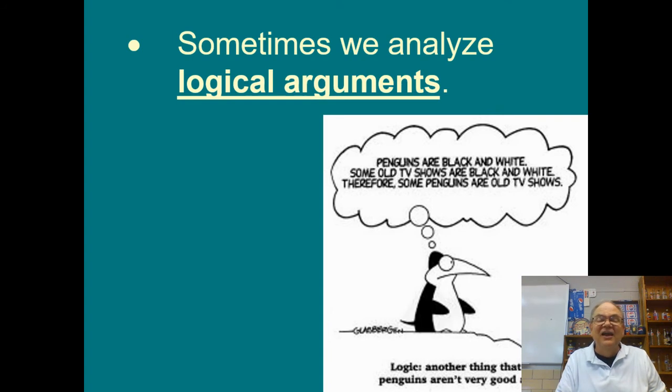I have a little cartoon there that says penguins are black and white. Some old TV shows are black and white. Therefore, some penguins are old TV shows. Now, that is not a good logical argument. And what we'll eventually get around to doing is figuring out, okay, so what's wrong with that? Why isn't that a good logical argument?